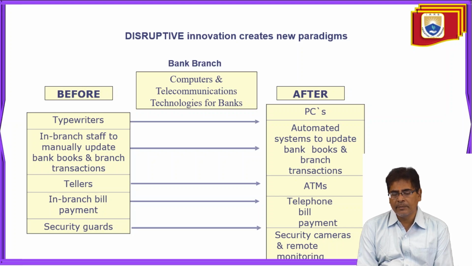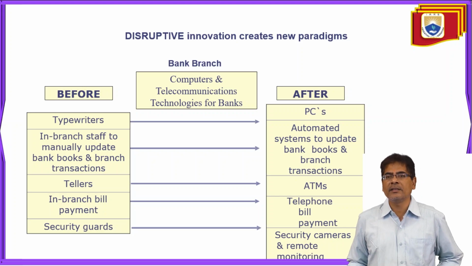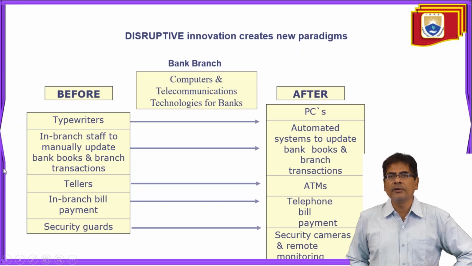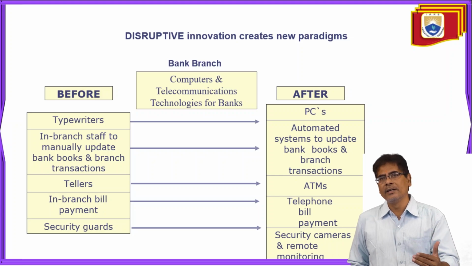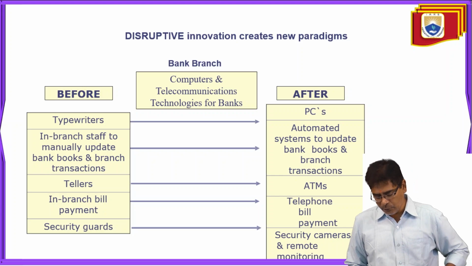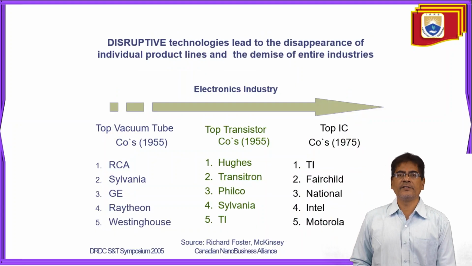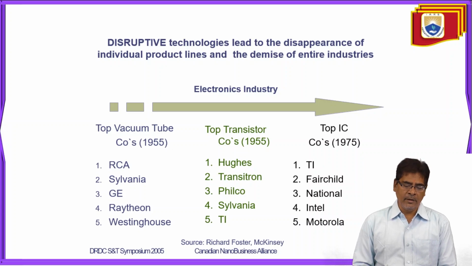Tellers have been replaced by ATMs, right? In-branch bill payment is now the telephone bill. Security guards are replaced by security cameras and remote monitoring. So this is how disruptive innovation creates new paradigms. People used to use the old ones, and they got disrupted, and people started focusing on these new features after that. This is disruptive technology innovation that creates a new paradigm.